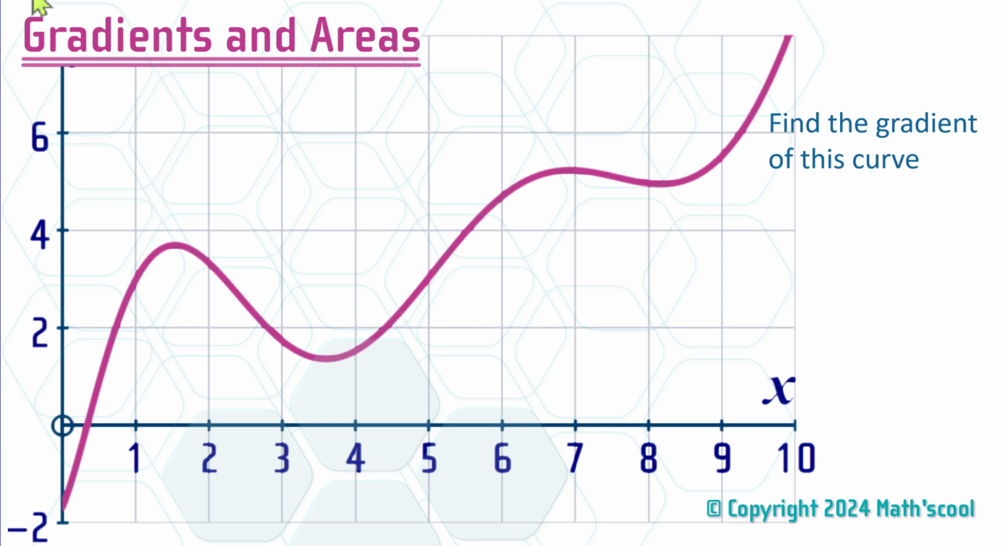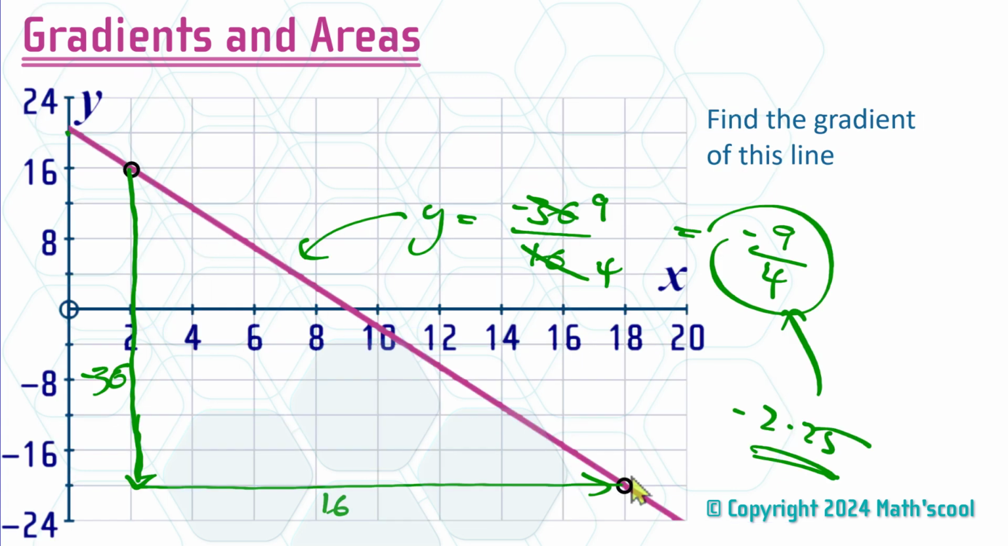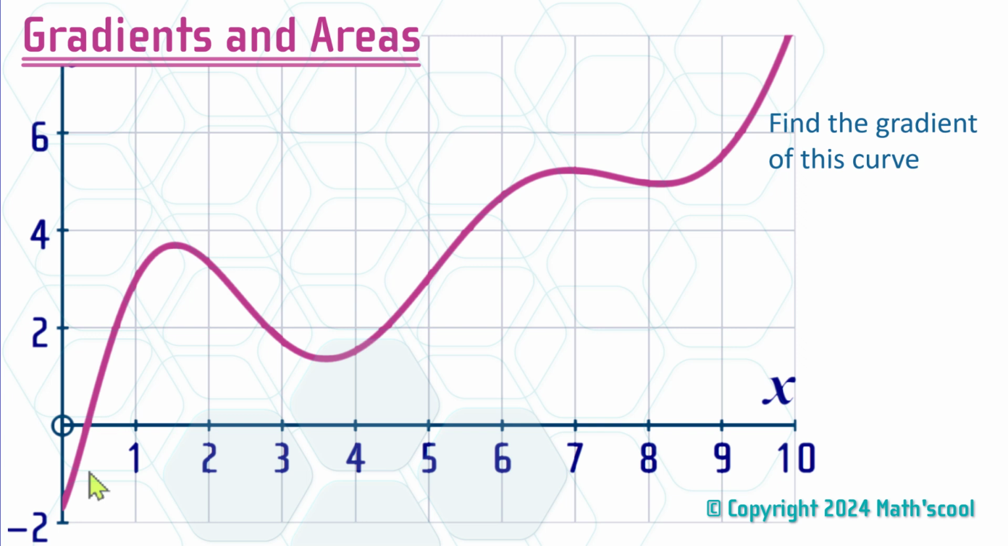Find the gradient of this curve. Okay, so we can't really find a gradient of a curve. A line has the same gradient all along, but a curve, well, it's called a curve because its steepness is all the time changing. Its gradient is always changing. So it's not right to ask that question.